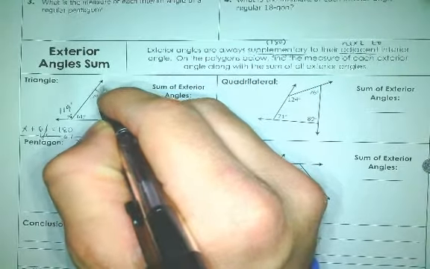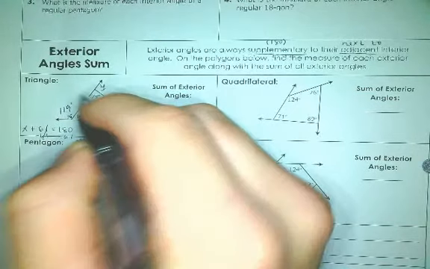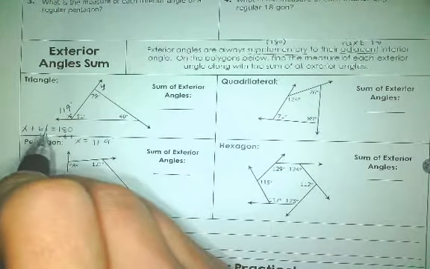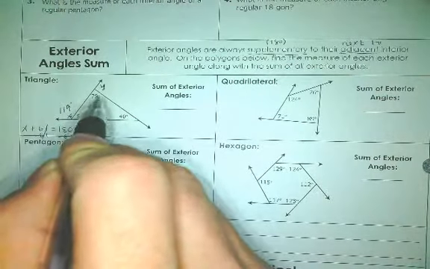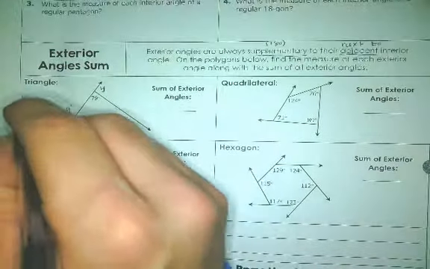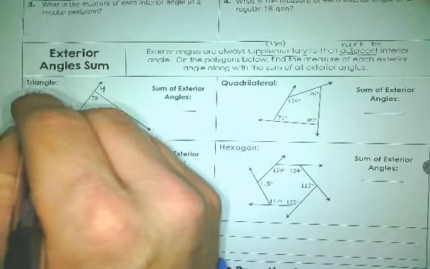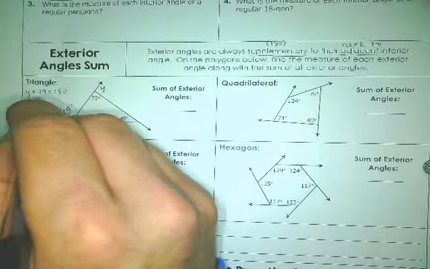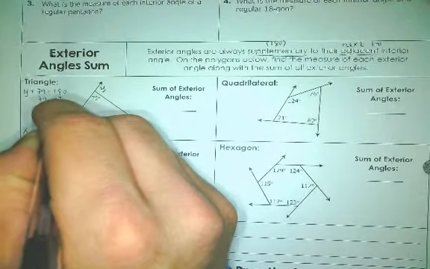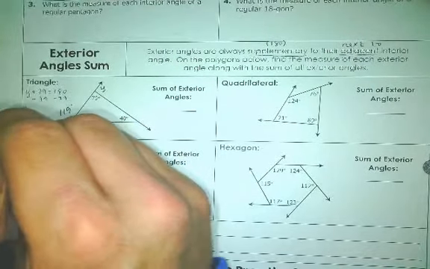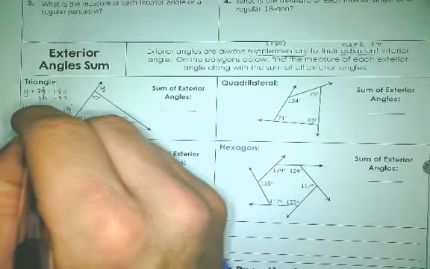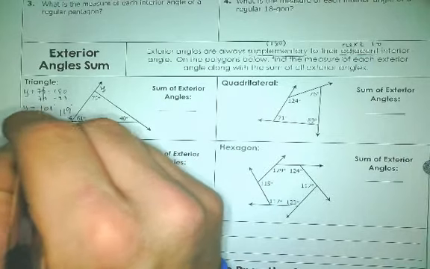If I go for the top angle, I'm going to use a different letter for this one. I'm going to just call it Y. We're going to do the same thing that we did with the 61, except this time we're using 79. So we have Y plus 79 equals 180. Subtract the 79 from both sides. You should get 101 degrees.